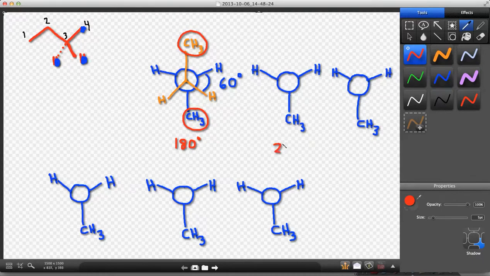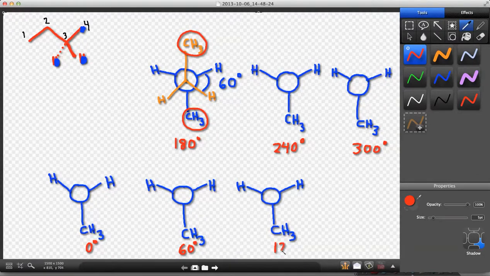So this one will be 240 degrees. And this one will be 300 degrees. This one is 360 degrees, which is exactly the same as 0 degrees. And then, of course, 60 degrees and 120 degrees. So now these are already labeled. All right, now, as I rotate the methyl group 60 degrees clockwise, it will now eclipse with the blue hydrogen.